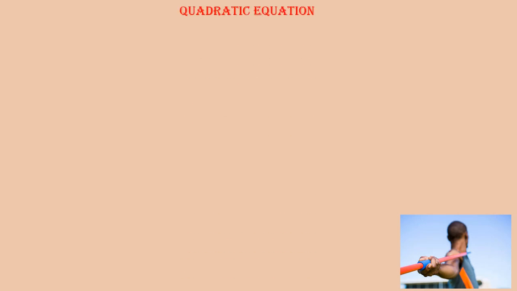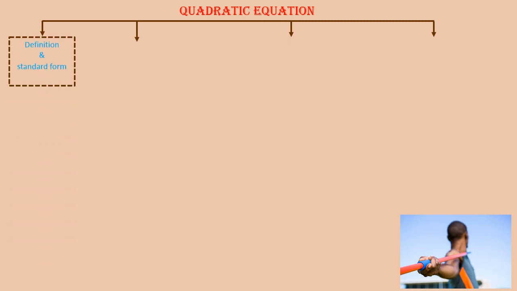The next chapter is quadratic equation. So let us begin one by one. First we are going to define it and see the standard form. Definition: we know that if any equation can be converted into ax square plus bx plus c equals 0 form and a is not equal to 0, then we say it is a quadratic equation.